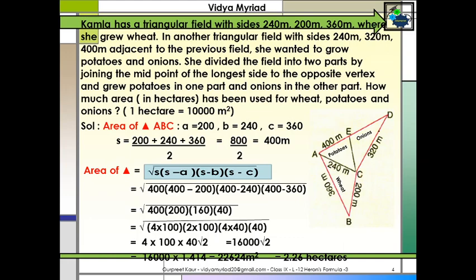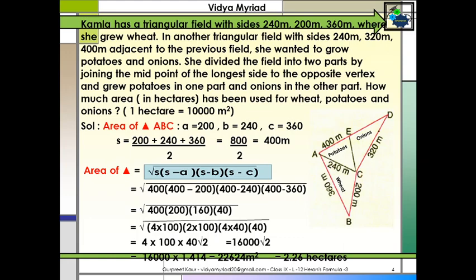Now in the same way I have to find out this area. This is given in what? Meters. I have to find out in hectares. So first of all, root 2 value is 1.414. I will multiply that to find out the actual value, and the answer comes to 2.26 hectares. Okay, so this is the area we have found out only for triangle ACB where Kamla wants to grow wheat.